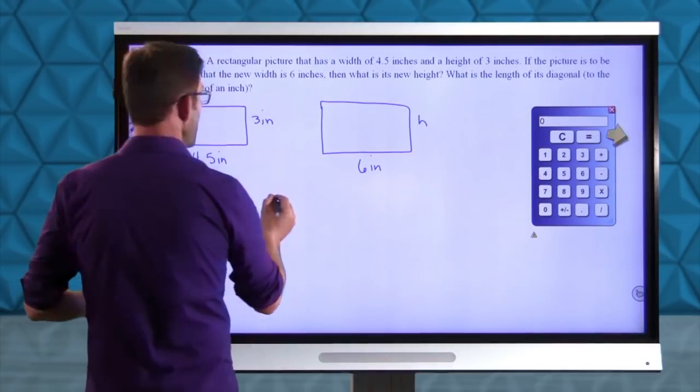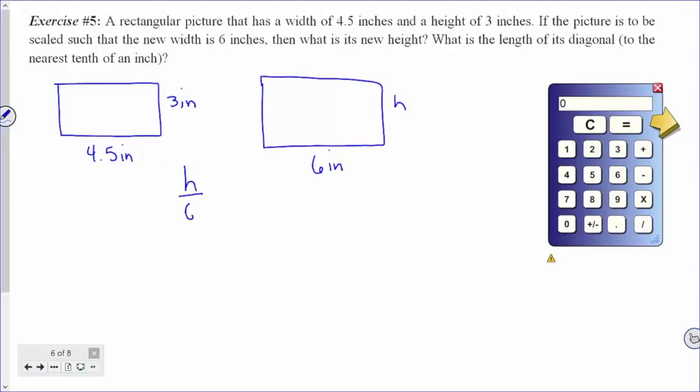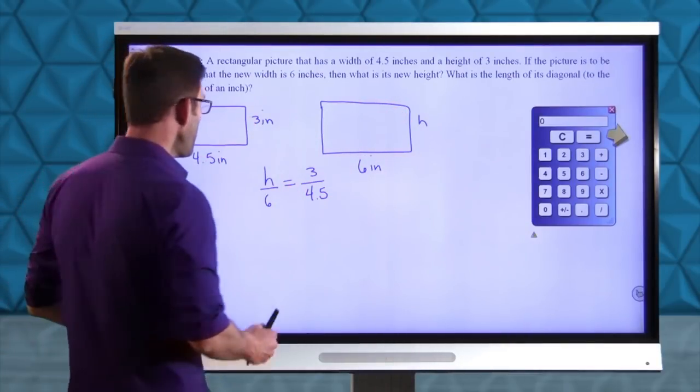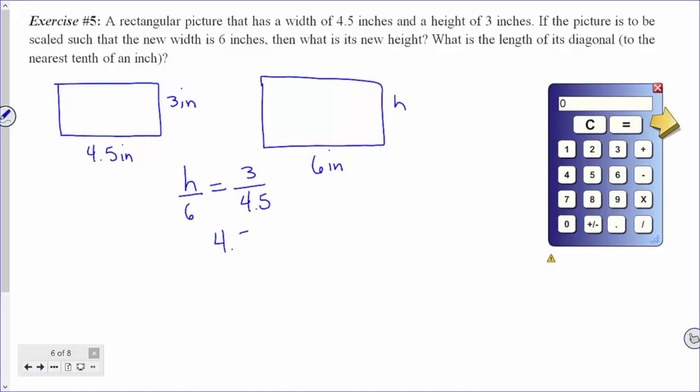Again, I can stick within my rectangles. I can say that if I did h and divided it by 6, I would have to get the same as if I did 3 and divided it by 4.5. Simple as that. H divided by 6 equals 3 divided by 4.5. I can cross multiply. I'll get 4.5 times h is equal to 3 times 6, which is 18. I can now do 18 divided by 4.5, and I'll get h is equal to 4.